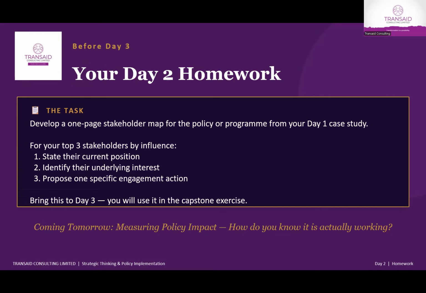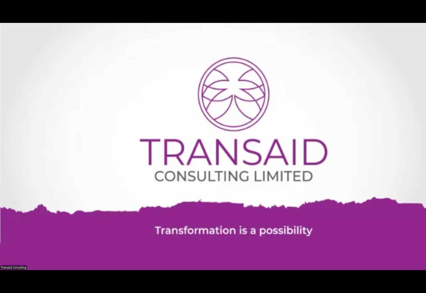So before day 3, your day 2 homework: develop a one-page stakeholder map for the policy or program from your day 1 case study. For your top 3 stakeholders by influence, state their current position, identify their underlying interest, and propose one specific engagement action. Bring this to day 3. You will use it in the capstone exercise. Coming up in day 3, measuring policy impact. How do you know it is actually working? Thank you very much. See you after the break.